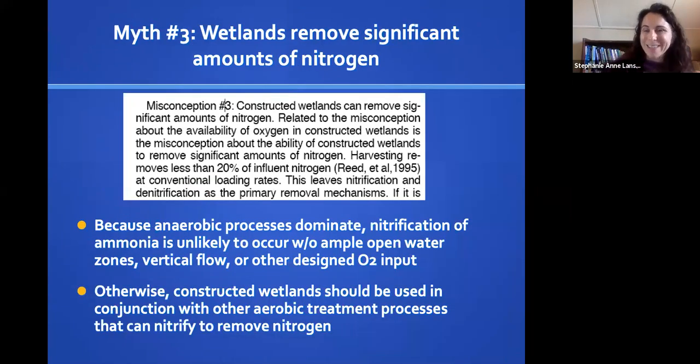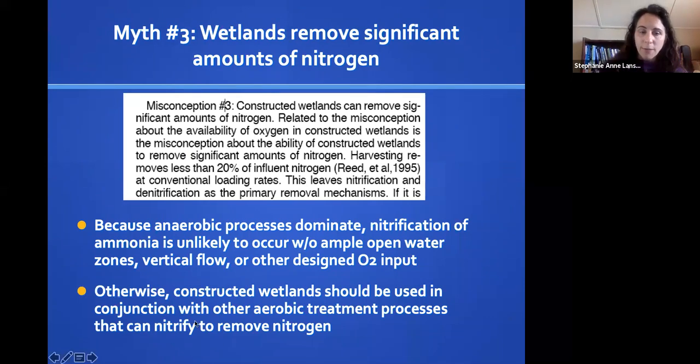And that goes to the next one, that they can remove significant amounts of nitrogen. Again, the misconception is that they can remove this nitrogen, related to this misconception about the availability of oxygen in constructed wetlands, and therefore their ability to remove nitrogen. Harvesting removes about 20% of the influent nitrogen, studies have shown, at conventional loading rates, which leaves nitrification and denitrification, which is how we remove nitrogen in wastewater treatment plants, as the primary removal mechanisms.